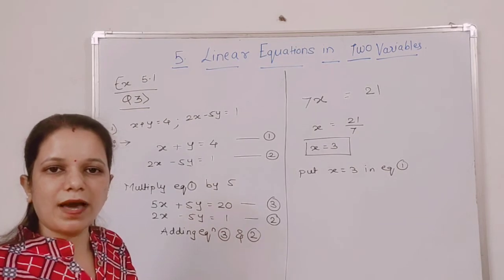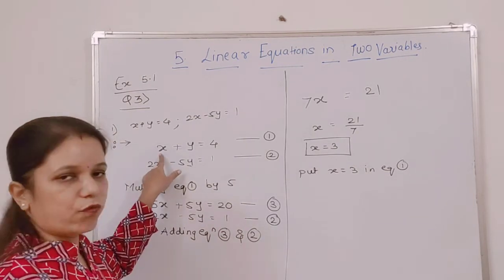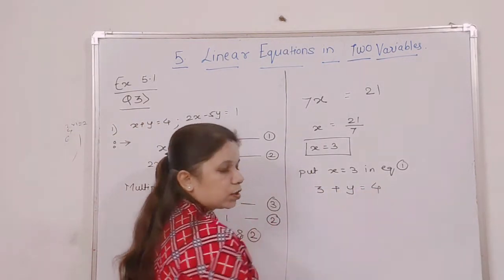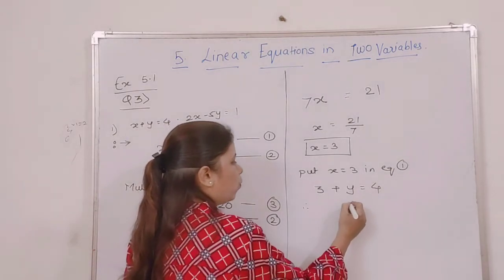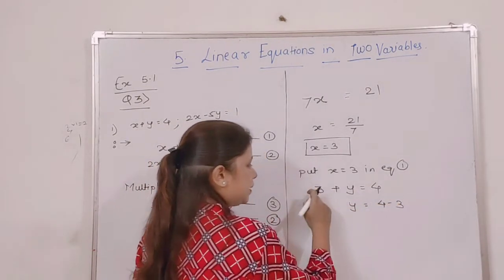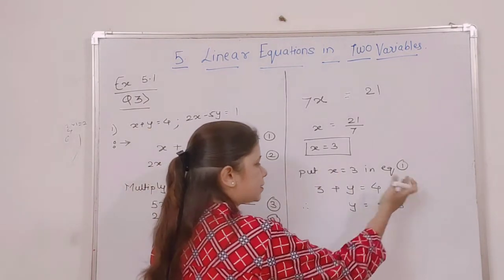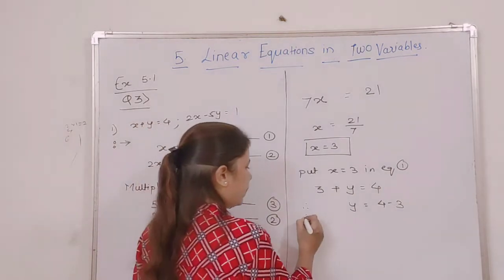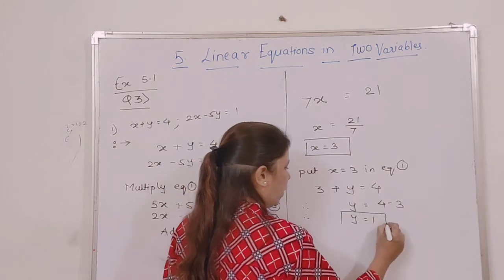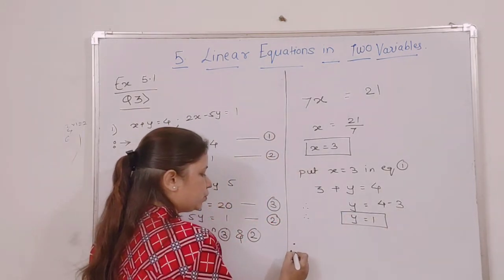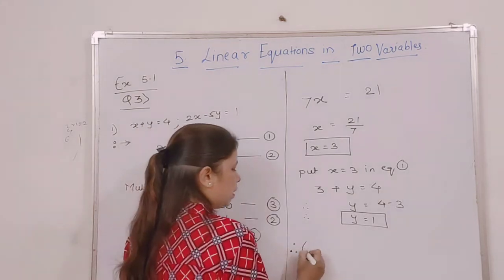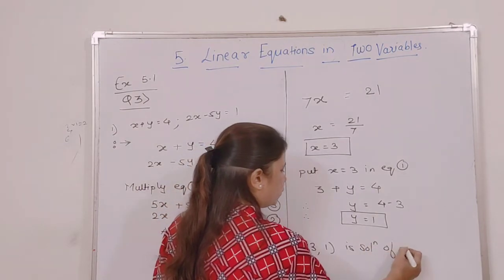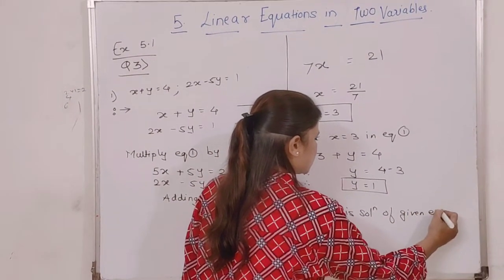So, after we put the value of x as 3 in equation 1, we get the result as 3 plus y equal to 4. Therefore, y equal to 4 minus 3. This 3 will go on the other side. It is plus 3, it will change its sign. It will be minus 3. Therefore, y equal to 1. So, at the bottom, you will say, therefore, (3, 1) is the solution of the given equations.